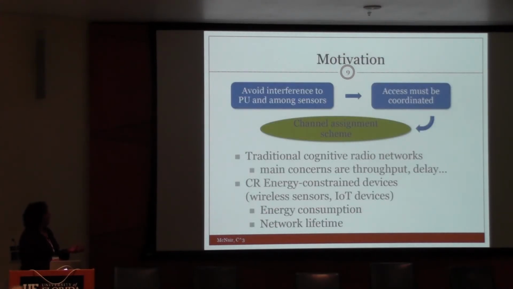So our motivation is to take these traditional cognitive networks, where you mostly look at throughput and delay, and then update them for, in our case, the constraint of energy. So if you have these small devices, can they use cognitive networking or cognitive radio techniques and still be able to maximize their energy consumption?